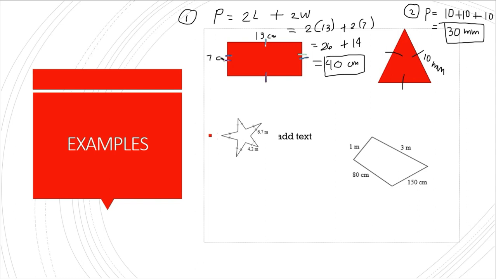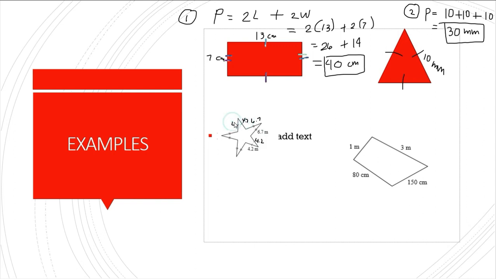As you can see, this is our figure. We have some short lines drawn. See that? It's 2 lines and 1 line. If this is 2 lines and this is 2 lines, therefore they are equal. So for this star-shaped figure right here, this is 6.7 also. And it says here one short line is 4.2. So this will just be 4.2.